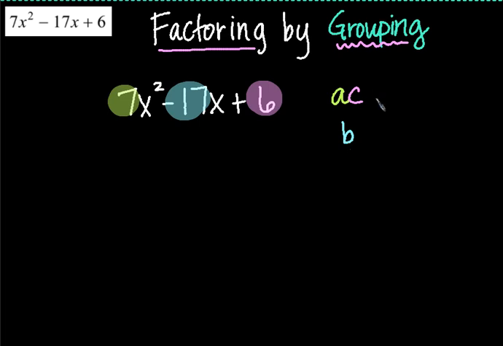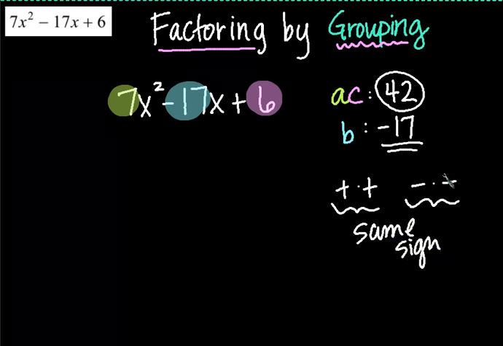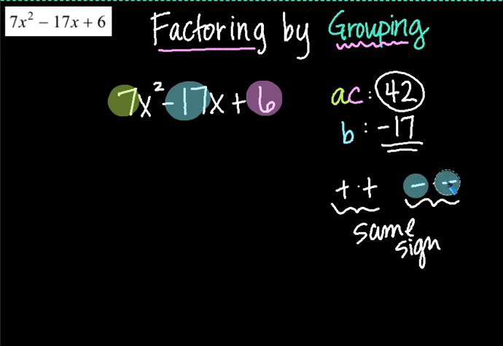So A times C is 42, and B is negative 17. So we need to find the factors of AC, which is 42, that add up to negative 17. We have a positive product, 42, which means we either multiply a positive times a positive or a negative times a negative. Either way, we have the same sign. Since we have the same sign to get a positive product and we have a negative sum, we're going to be looking at both of the factors to be negatives.